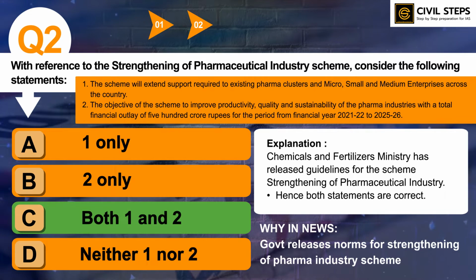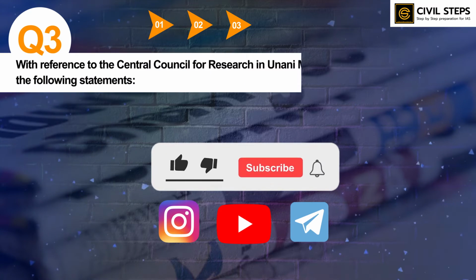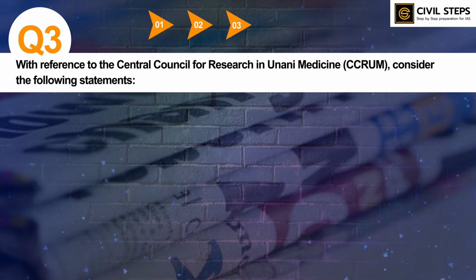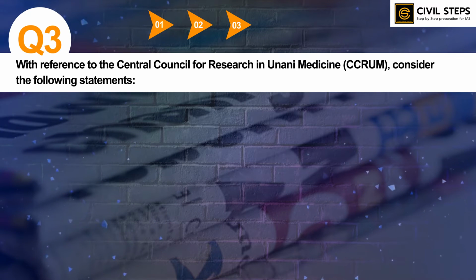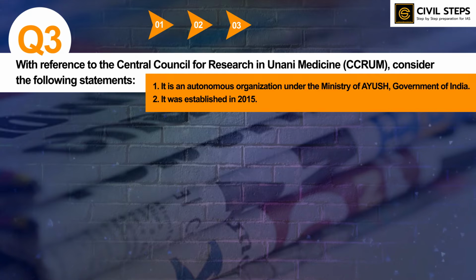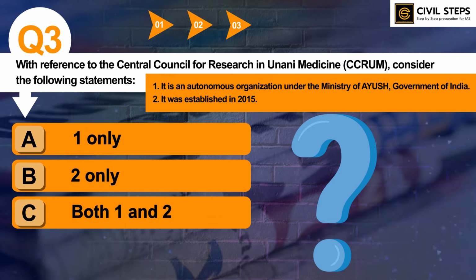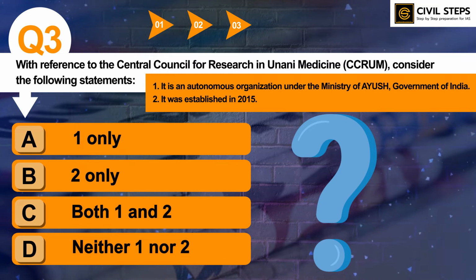So let us discuss question number 3. With reference to the Central Council for Research in Unani Medicine, consider the following statements. First, it is an autonomous organization under the Ministry of Ayush, Government of India. Second, it was established in 2015. Which of the statements given above is or are correct? Option A 1 only, B 2 only, C both 1 and 2, D neither 1 nor 2. So you can write down your answer in the comment section.